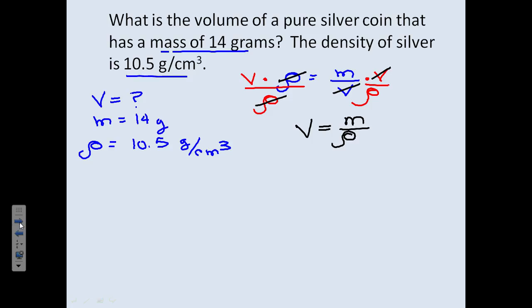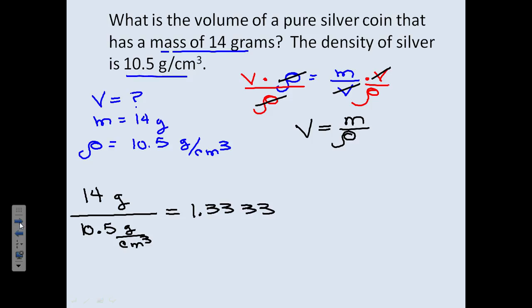So now I'm ready to solve. I have my mass of 14 grams. Notice I always put units in my work, which means you should too. 10.5 grams per cubic centimeter. And we'll look at the units separately once we do the math. So 14 divided by 10.5 is a value of 1.3333. Now, let's first round this to the proper sig figs. Notice I have 2 sig figs for mass and 3 for density. So I'm going to round this to just 2 sig figs, 1.3.